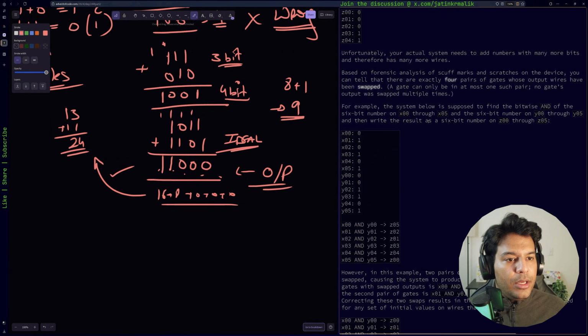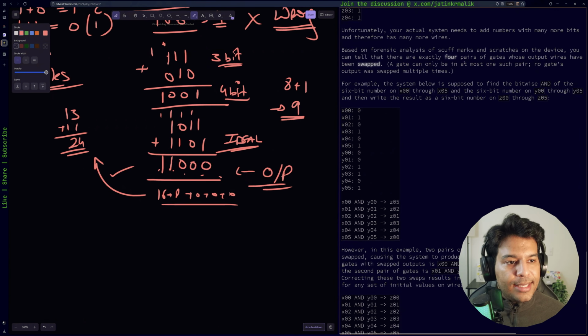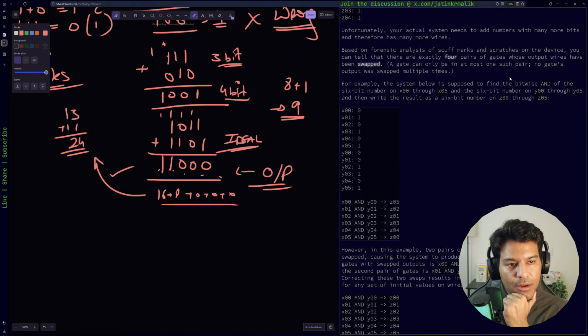Unfortunately, your actual system needs to add numbers with many more bits, therefore has many more wires than we saw in our puzzle input. So based on forensic analysis of scuff marks and scratches on the device, you can tell that there are exactly 4 pairs of gates whose output wires have been swapped. A gate can only be in at most one such pair. No gate's output was swapped multiple times.